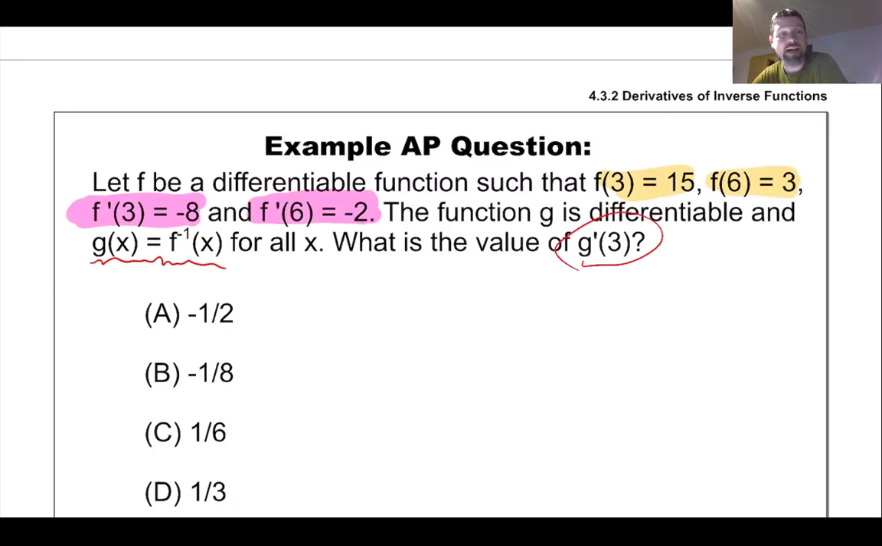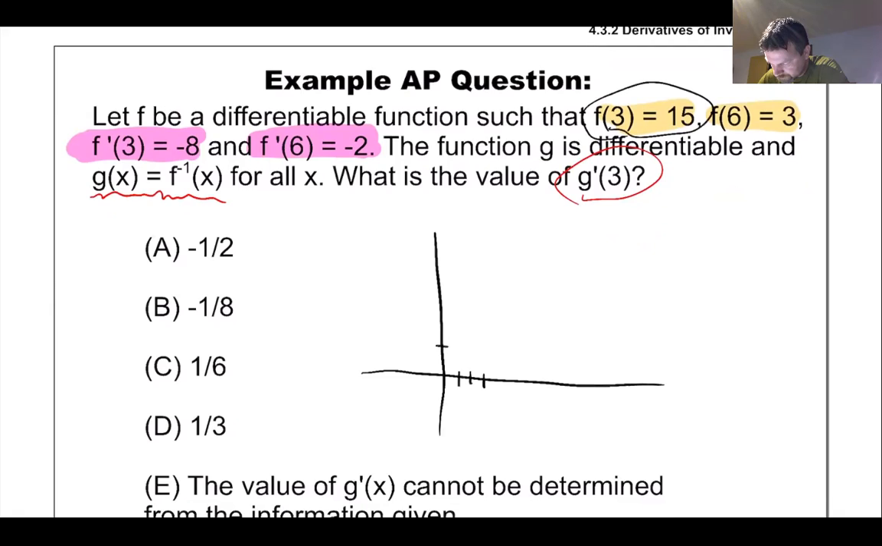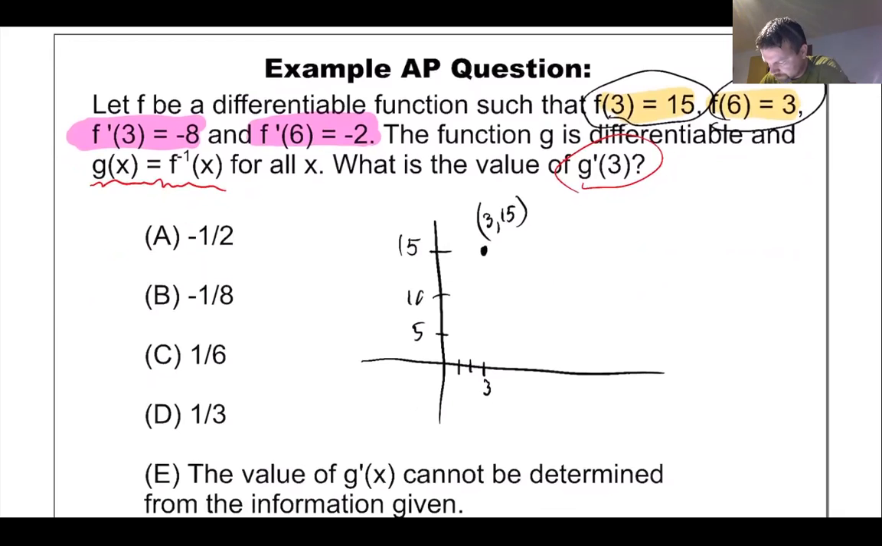Okay, they threw a lot of information at you. The key to getting these problems right is understanding what that information is. A lot of the times, it's a lot easier to solve these problems by doing a quick sketch of the graph. I don't really know what f looks like, but I know it's got the point (3, 15) on it. I also know that it's got the point (6, 3), because when I plug a 6 in, I get a 3 out.